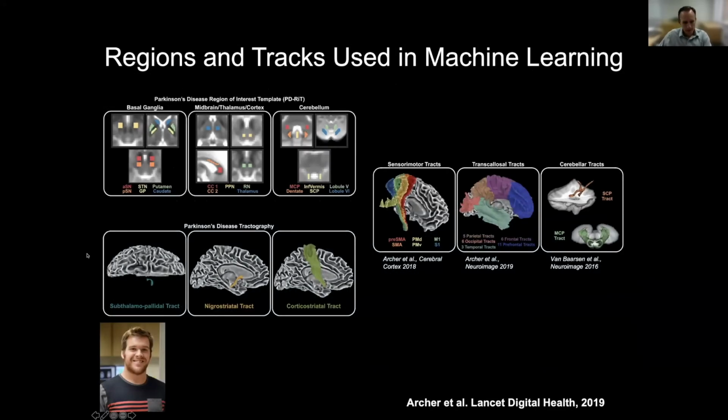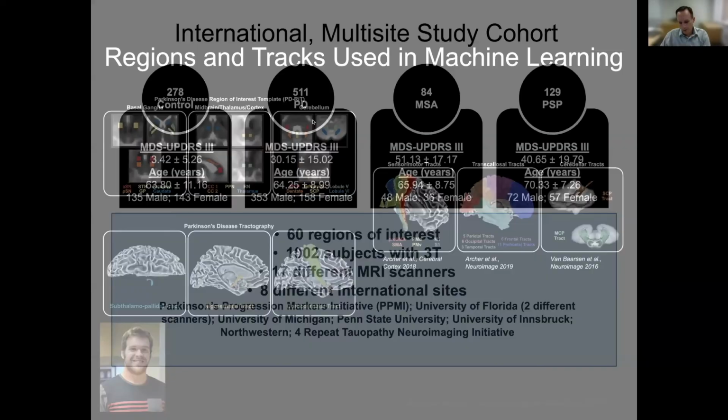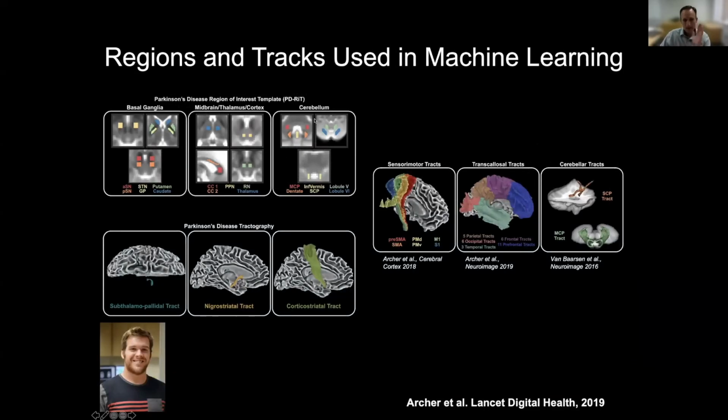So this was done by Derek Archer. And what we did first was we developed parts of the brain. So we have a very standardized set of regions in the brain that we can use and analyze. This is basically a region of interest template of the basal ganglia, the midbrain, the thalamus, the cortex, and the cerebellum. We also have the white matter tracks that connect the cortex to the spinal cord. We also have transcallosal tracks that connect the 2 hemispheres of the brain together. We have tracks connecting the cerebellum to other parts of the brain as well, and then we also have tracks connecting within the basal ganglia.